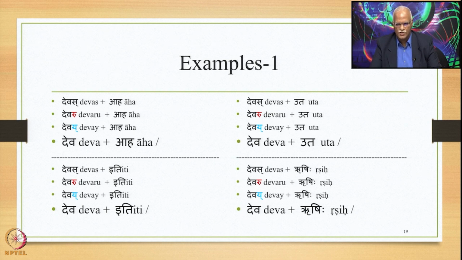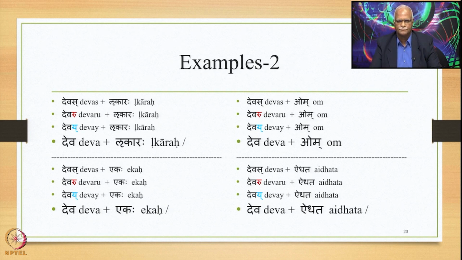Then we have devas plus rishihi, so devaru plus rishihi, then devaya plus rishihi, then this ya gets optionally deleted, so we have deva plus rishihi. Then we have devas plus lukaraha, and the finally derived form is deva lukaraha optionally after having deleted this ya optionally. Similarly, devas plus ekaha, sa is substituted first by ru, then by ya, and then finally it is deleted optionally, and so we get deva ekaha.